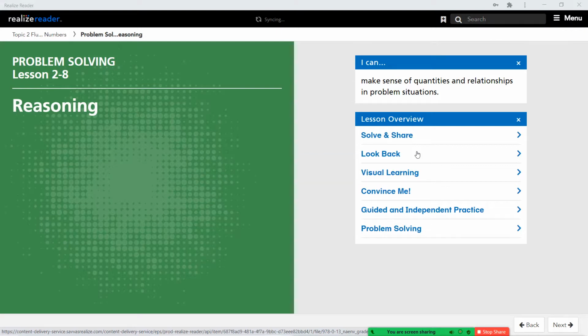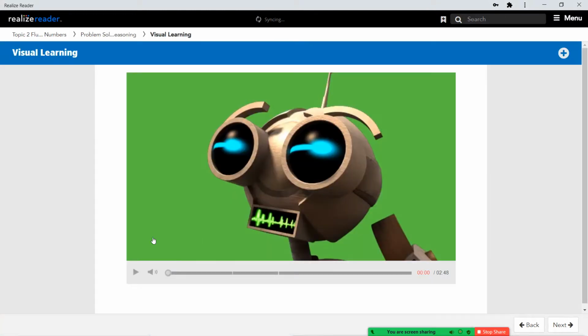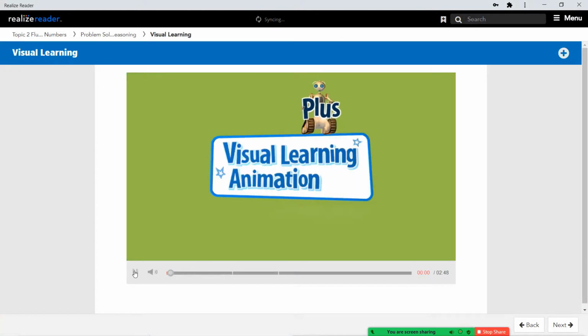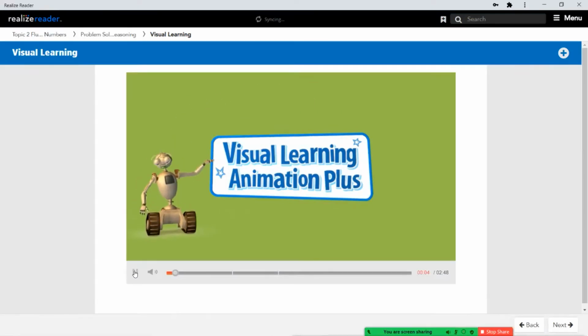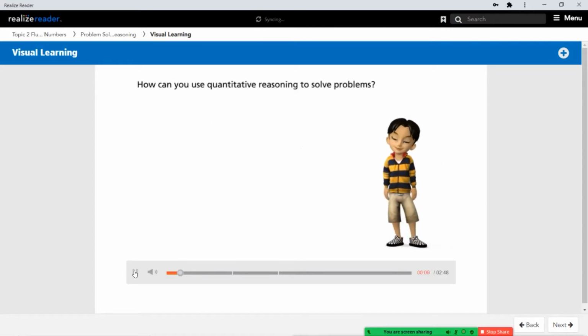For this lesson, we're going to talk about reasoning. How can you use quantitative reasoning to solve problems? Let's find out.